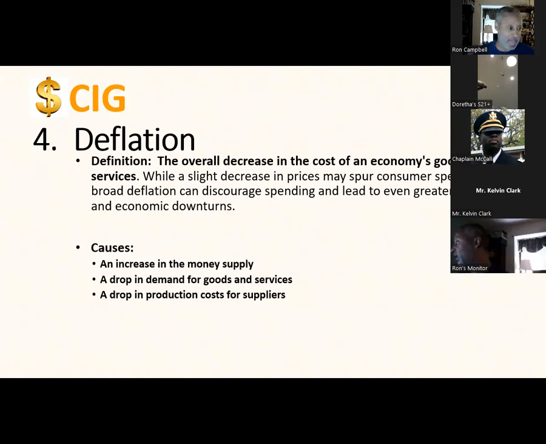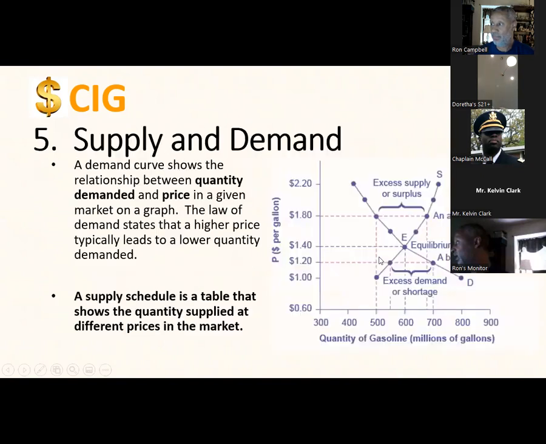Then what's normally going to happen when you got more supply than you have money? What's going to happen is price is going to decrease. So that's a good thing. Any question about deflation? All right.